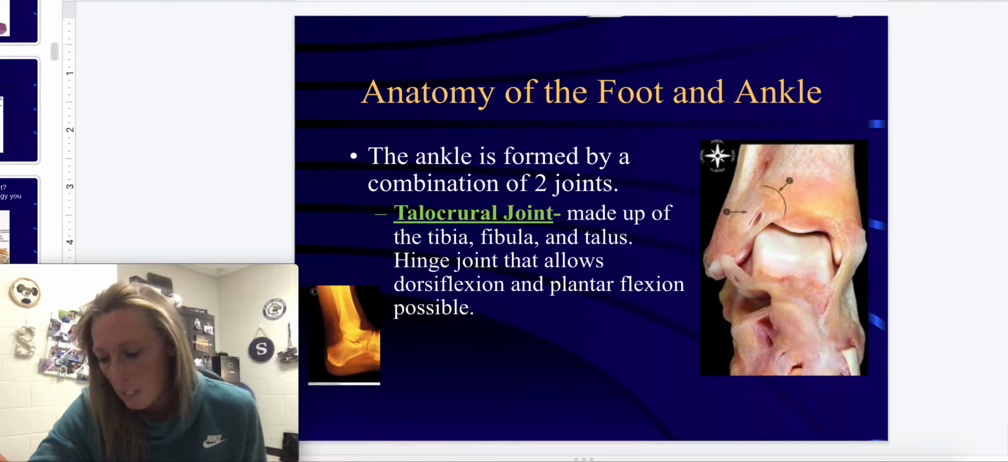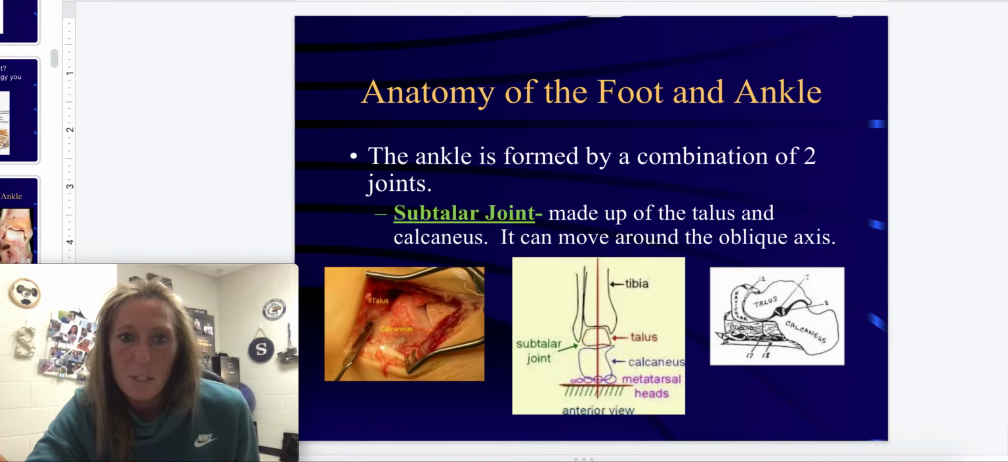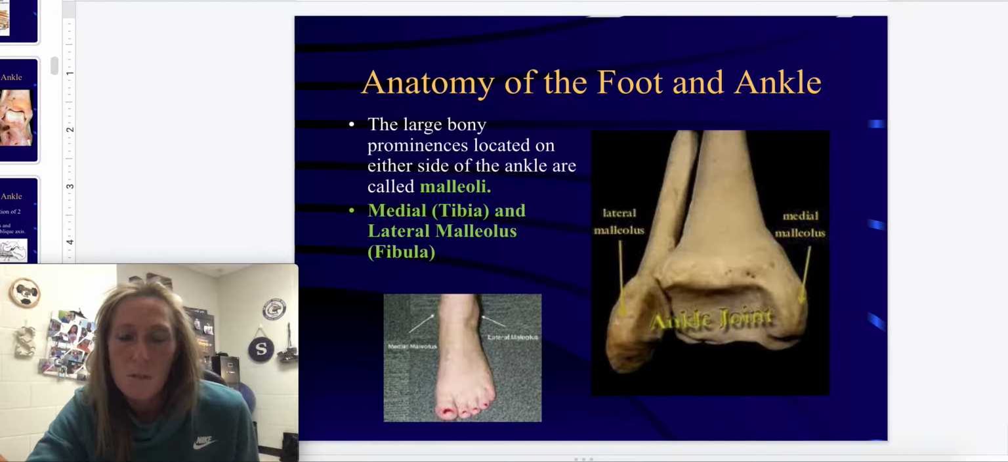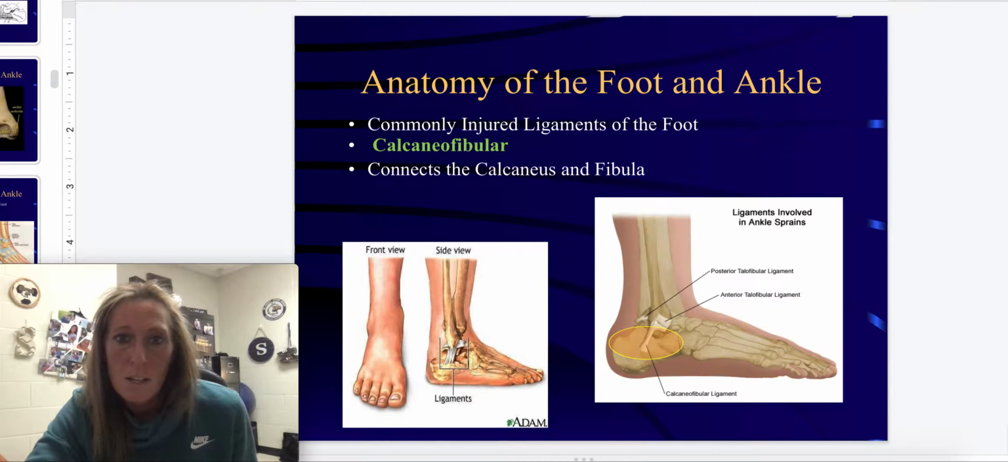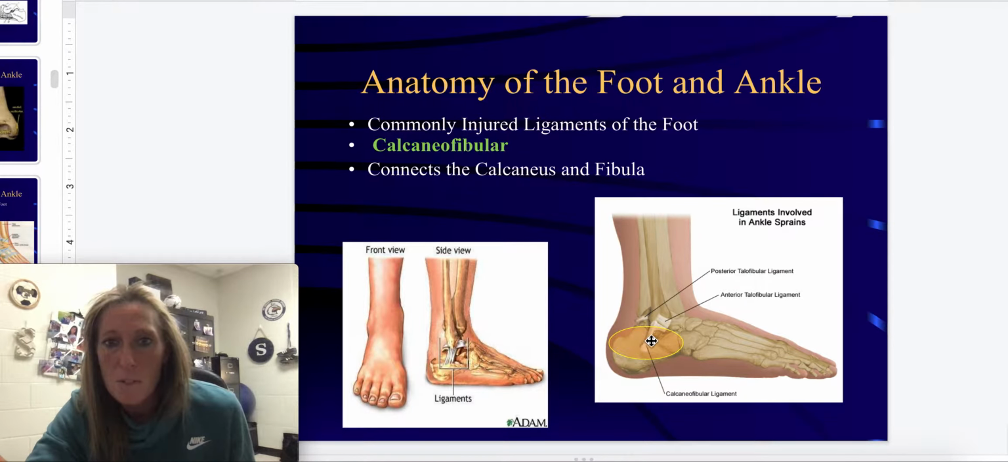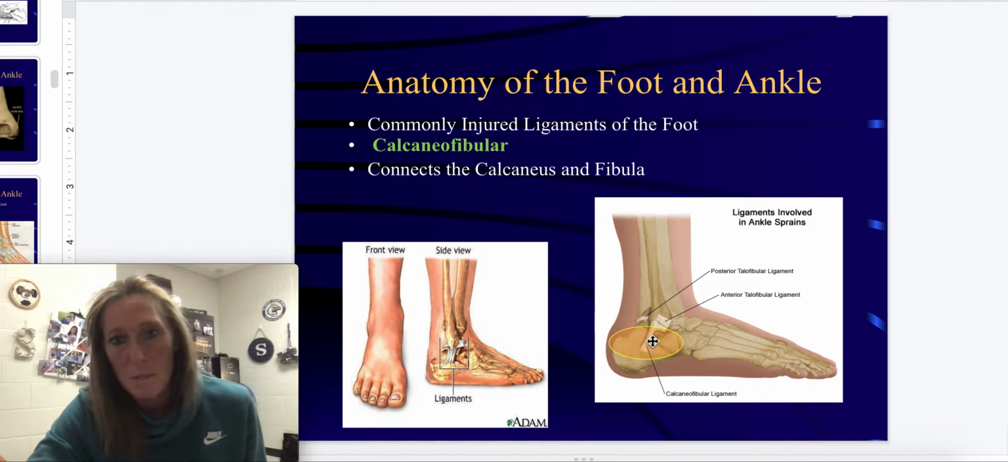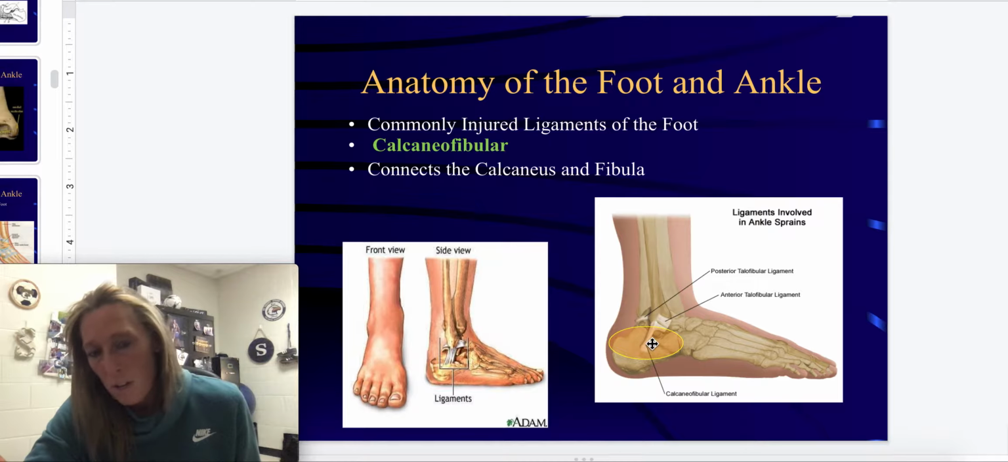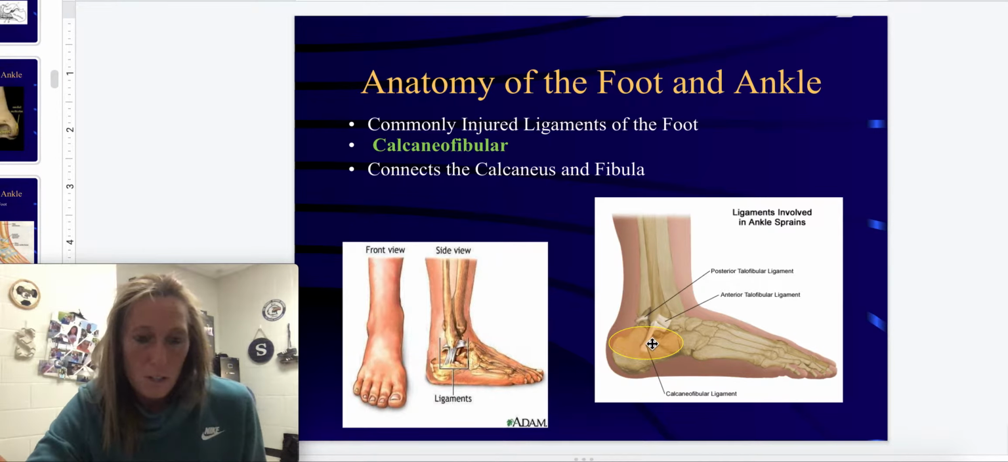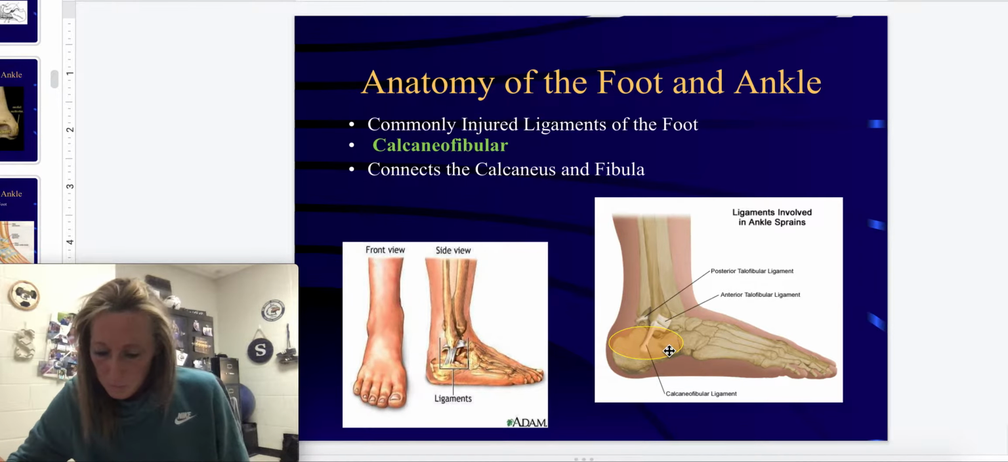So this is the ligament that connects the calcaneus to the fibula. Let's go through and see which one connects the calcaneus to the fibula. All right, here we go. It's the calcaneofibular ligament right here. It is on the outside side. So you remember, inversion is the most common ankle sprain, and so these ligaments on the outside are going to be the more common ligaments to sprain.